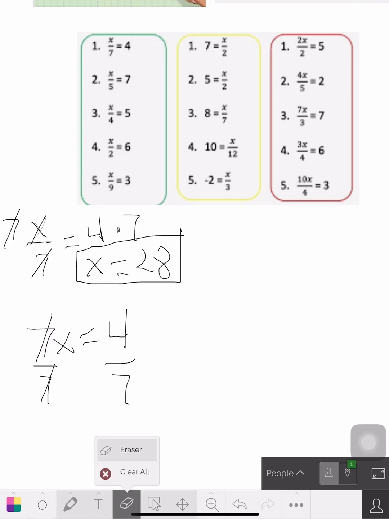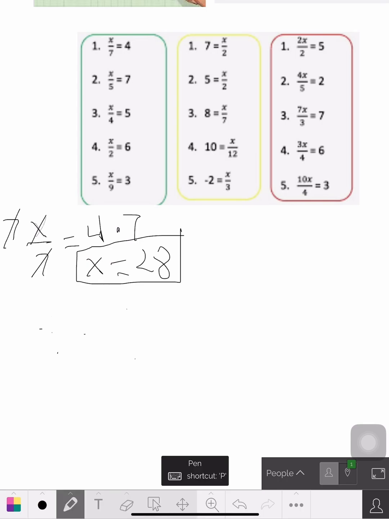It's just the reverse of what we were doing. Before we were multiplying, now we're dividing. So this is really going to be kind of easy. After you do a few of these, you're going to say, oh yeah, there's nothing to this. It's just the opposite we have to do. Okay, let's do the next one.